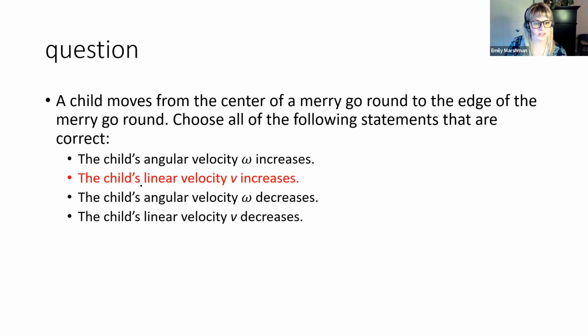The only statement that is true here is that the linear velocity increases. Remember, as I go from the center out towards the edge, my radius is getting bigger. So the relationship between the linear velocity and the angular velocity is v equals r omega. So as r goes up, linear velocity also has to go up. But the merry-go-round's angular velocity is not changing, whether I stand in the center or all the way out on the edge. So that doesn't change, but the linear velocity does go up.